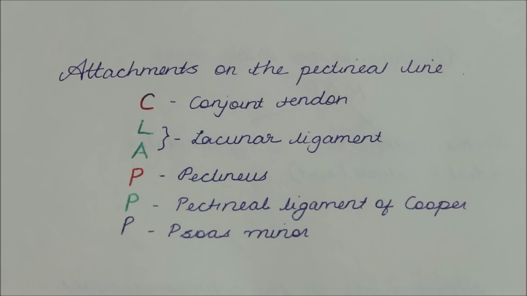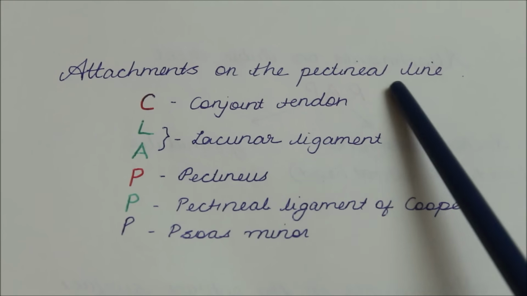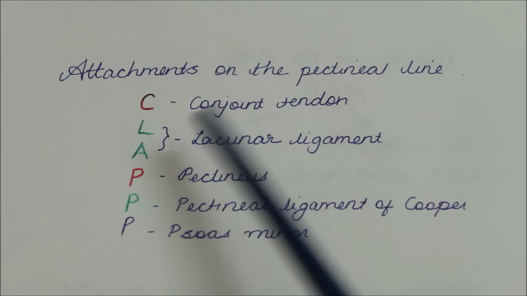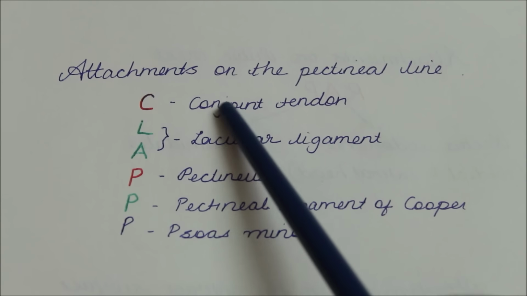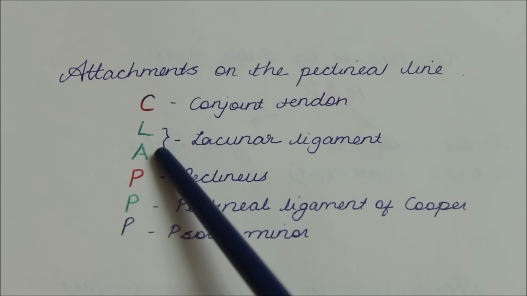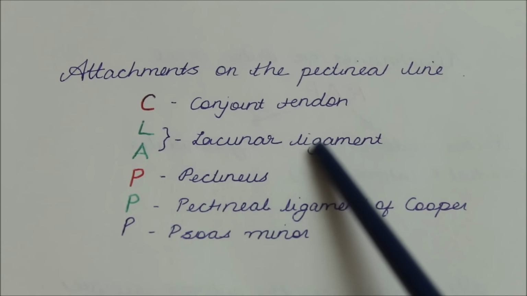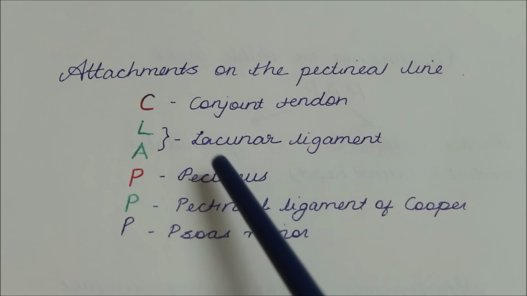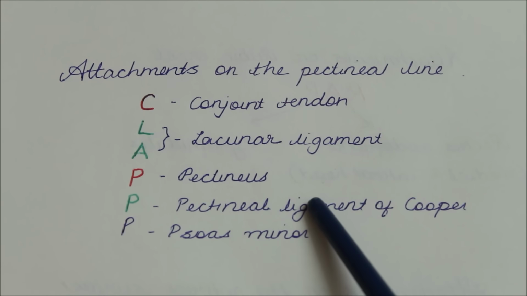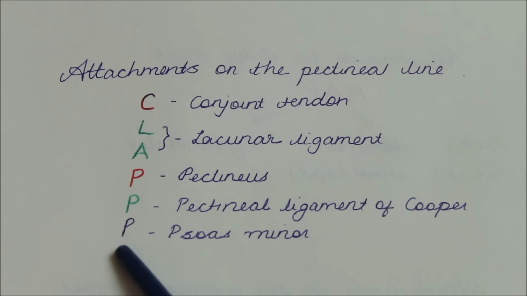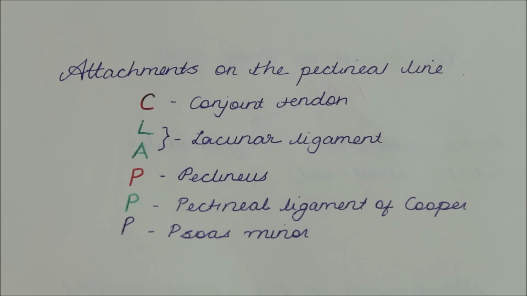An easy way to remember the attachments on the pectineal line is the use of the mnemonic CLAP with 3 P's. C stands for the attachment of the conjoint tendon, LA stands for the attachment of the lacunar ligament, P stands for the origin of pectineus, T stands for the attachment of the pectineal ligament of Cooper, and P stands for the insertion of the psoas minor muscle.